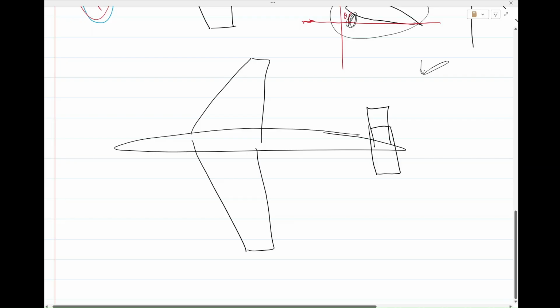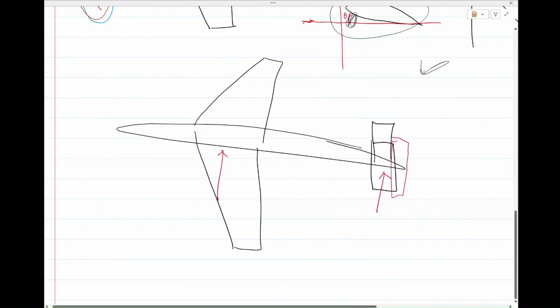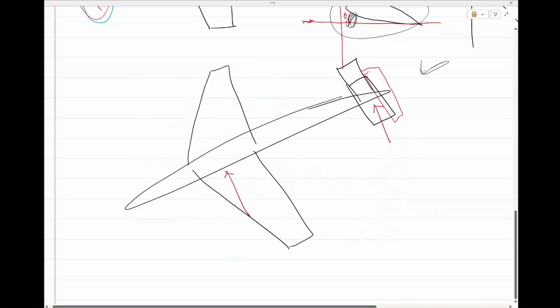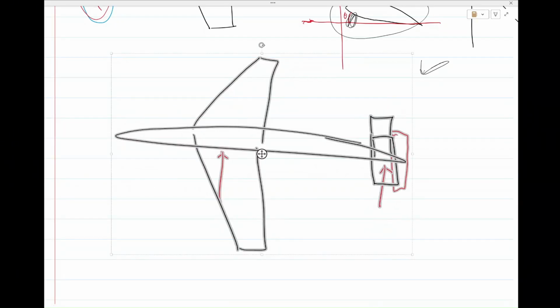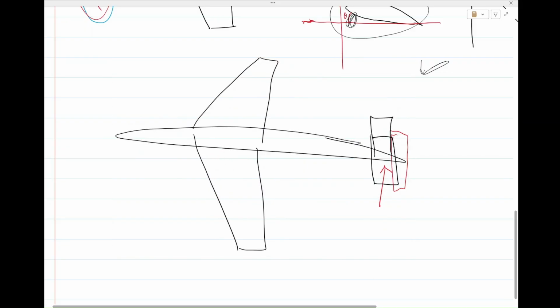So you have wings and you have a tail, right? Your wings generate a force called lift, and your tail generates a pitching moment. So like that guy. Whenever you want to use your elevator to do anything, your aircraft rotates. Ta-da! It's rotating. The point about which it's rotating, that is your neutral point.